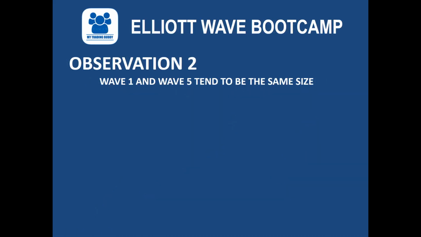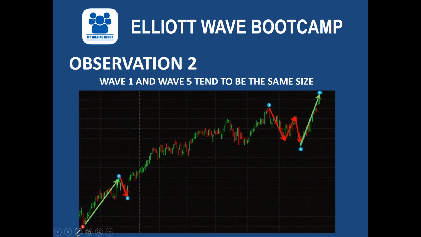So wave 1 and wave 5 tend to be the same size, and we use this as a guide to look for potential targets for our fifth wave, because we're trading the fifth wave, and we'll go on to that in a little while. But we use that to help us look for targets as well as other things. You can see on this chart, wave 1 and wave 5 are pretty much the same length. Also, you can see a simple wave 2 and a complex wave 4. So 2 observations together on that chart.